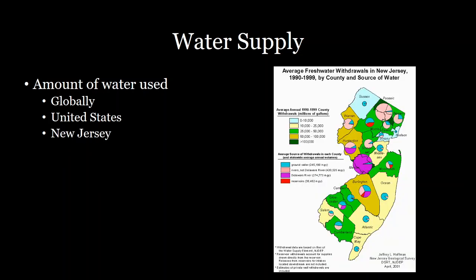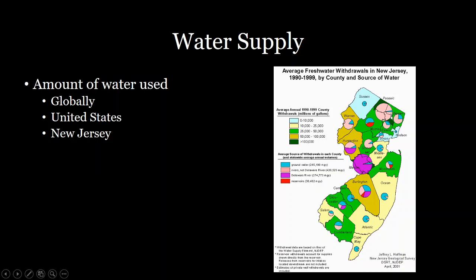Then we can zoom in on New Jersey and see on a county by county basis where we're getting our water from. And we can see here in Middlesex County, the majority of our water comes from groundwater, whereas next door in Mercer County, where they're right next to the Delaware River, the majority of their water comes from the Delaware River. And the areas that have some of the most water demand, such as Passaic County, get most of their water from non-Delaware River freshwater sources, surface water sources.